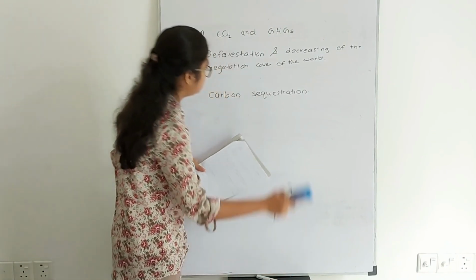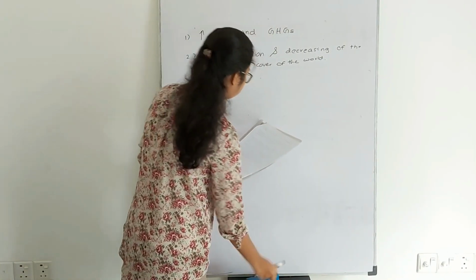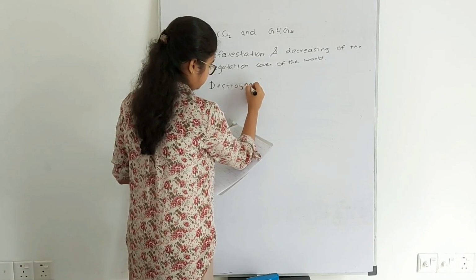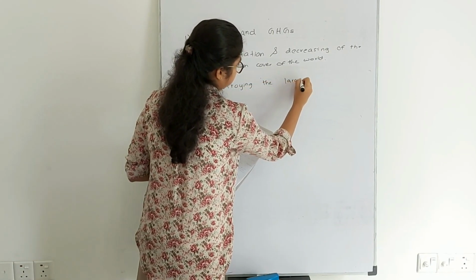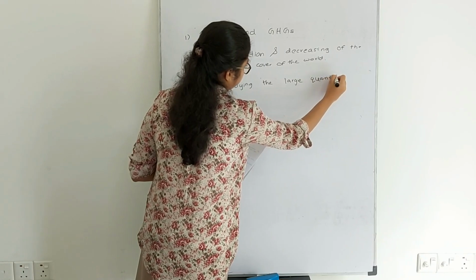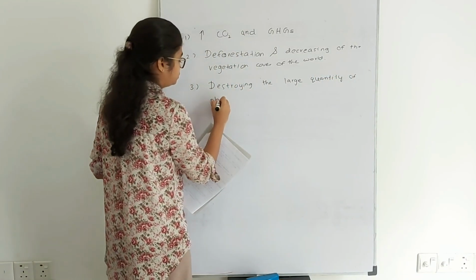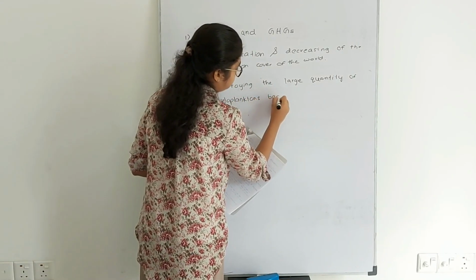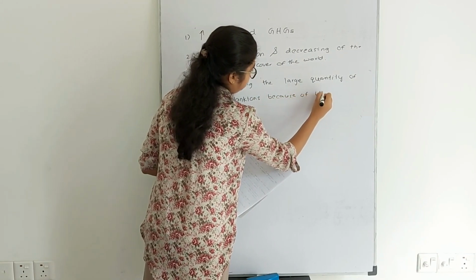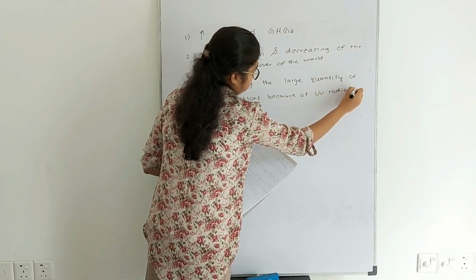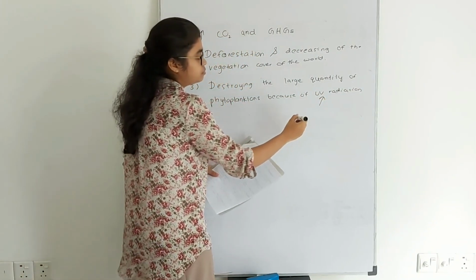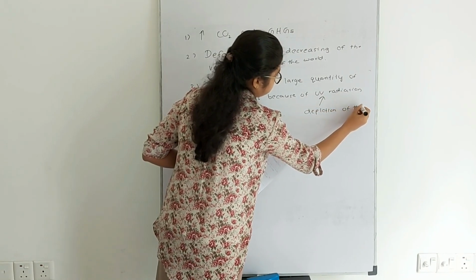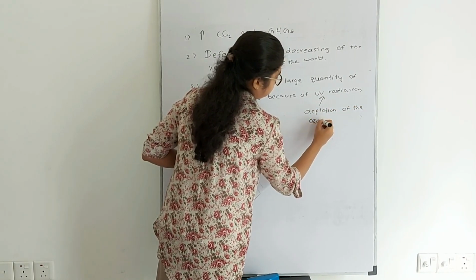So, the third cause is destroying the large quantity of phytoplanktons because of UV radiation. This UV radiation happens because of the depletion of the ozone layer.